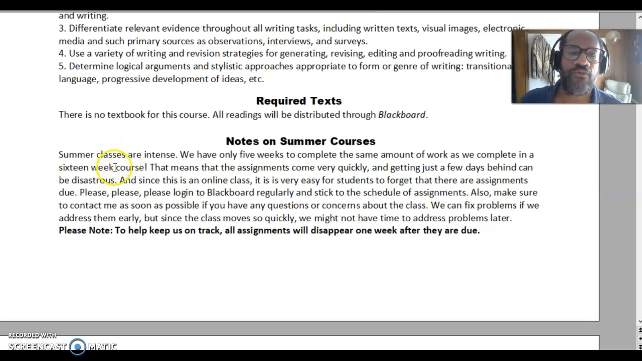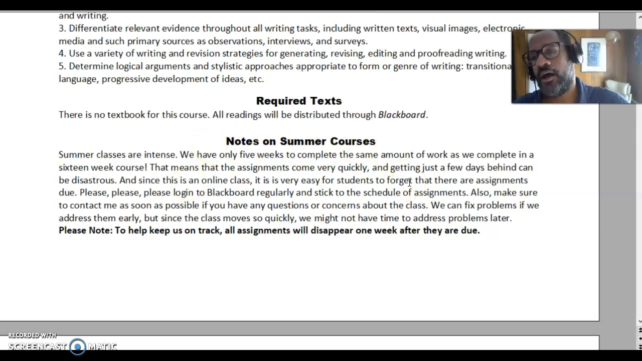So things move really quickly, right? And that means assignments come very quickly, and getting just a few days behind can be disastrous. And since this is an online class, it's very easy for students to forget that their assignment is due. Please, please, please log into Blackboard regularly and stick to the schedule of assignments. Make sure that you're always logging on.